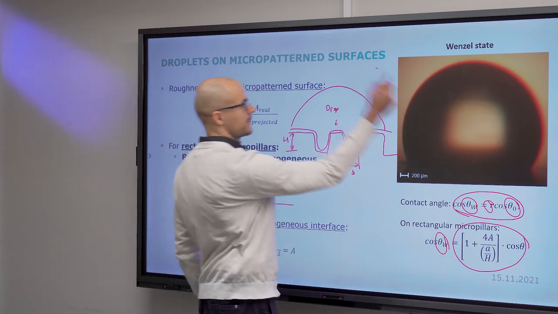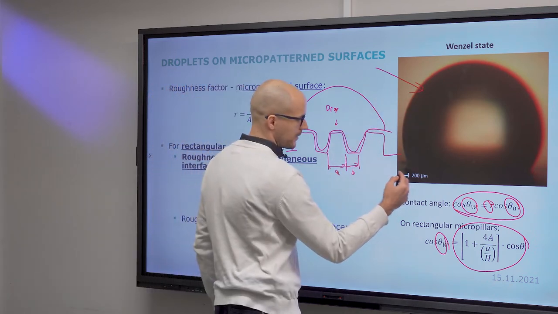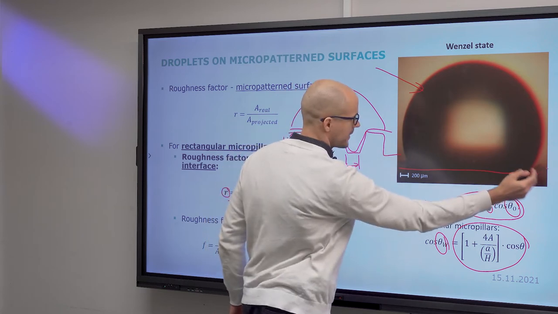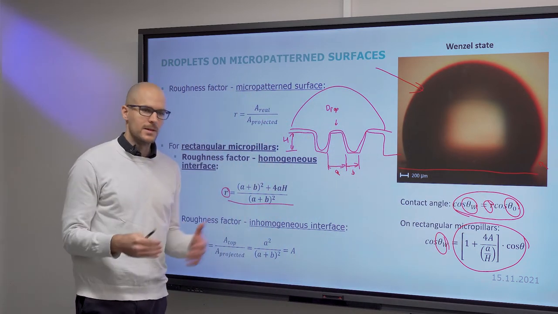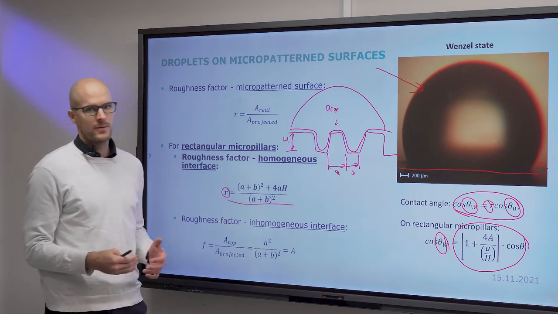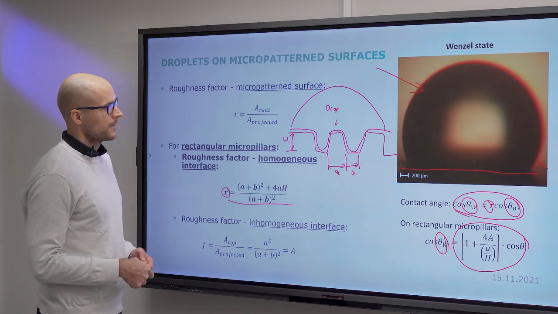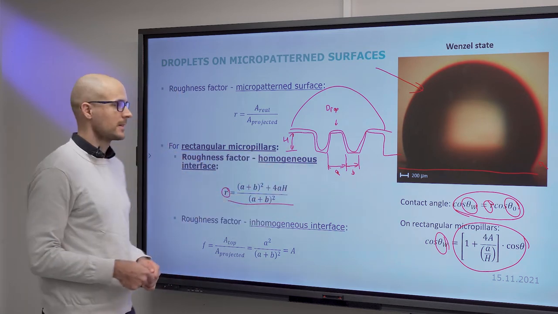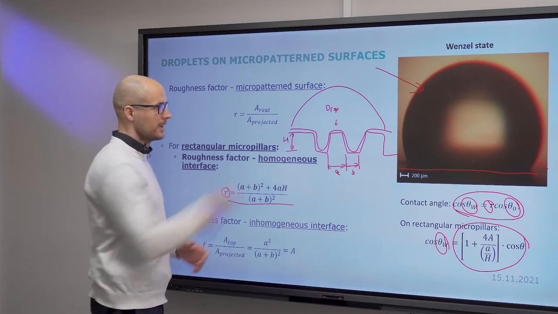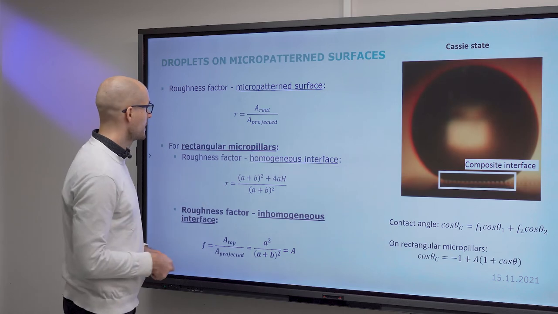And this is how it looks in reality. This would be your surface, and on that stands your droplet, which is on a slightly more hydrophobic surface than average. So this is a surface which has some roughness and is also coated with some hydrophobic layer. It's a picture that I took myself a decade ago.